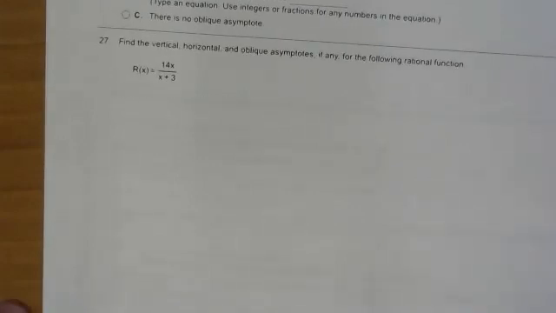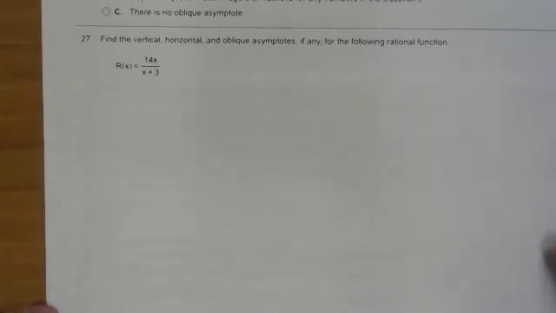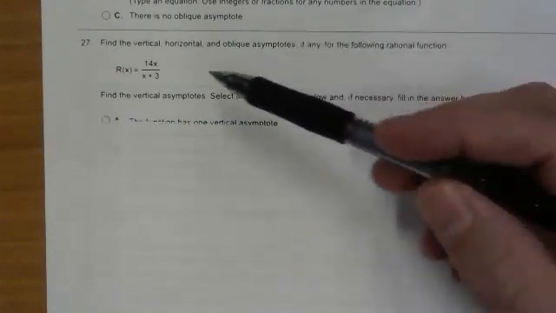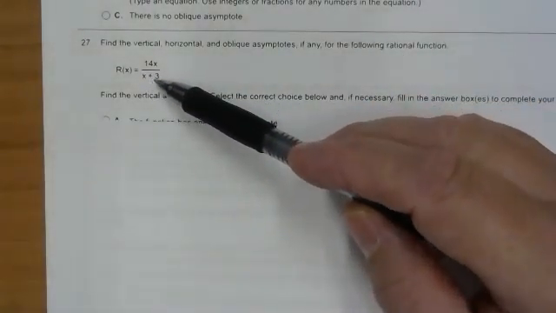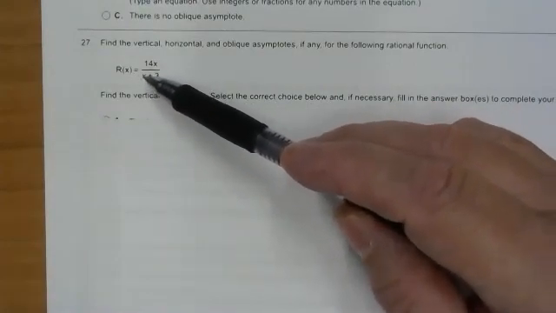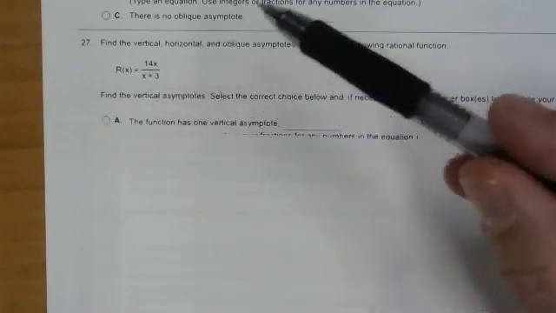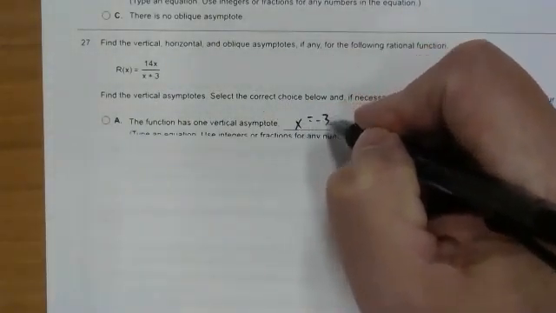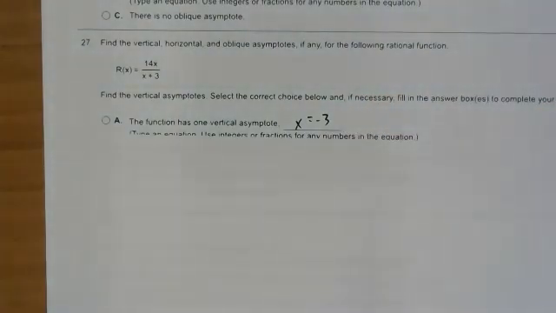27, another rational expression. Looks like they're asking us to find the asymptotes. Vertical asymptotes, once again, are pretty straightforward. You look at the denominator and say, what value of x would cause the denominator to be 0? Well, if x is -3, so that's your vertical asymptote. X equals -3.